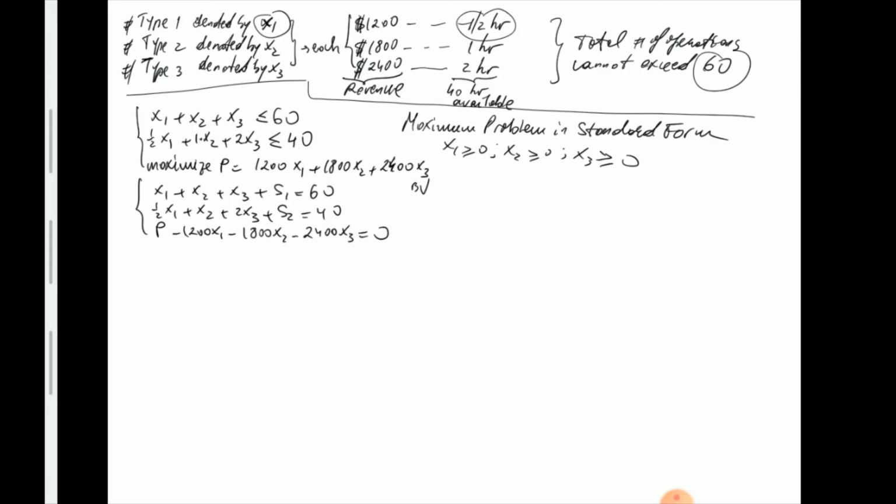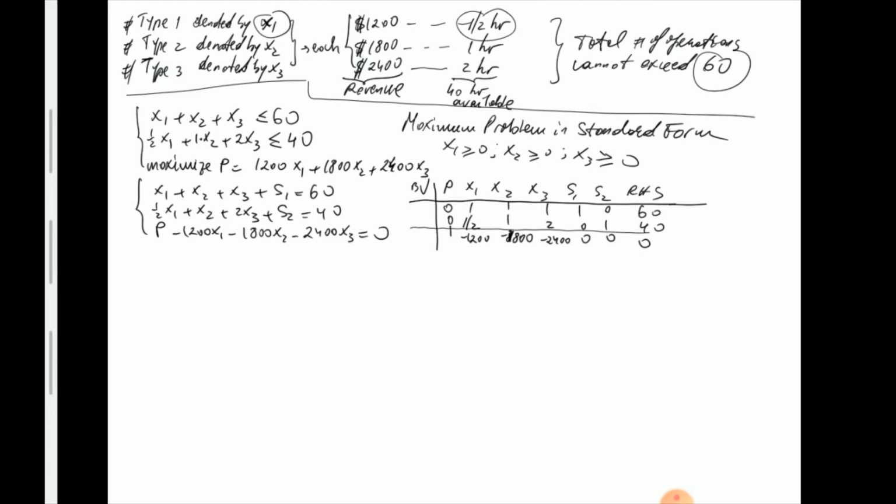So we have the basic variables P, x1, x2, x3, s1, s2, and the right-hand side. So let's see how this initial simplex tableau looks. We have 0, 0, 1, 1, 1/2, minus 1200; 1, 1, minus 1800; 1, 2, minus 2400; 1, 0, 0, 0, 1, 0, 60, 40, and 0. Once again, we may not need the basic variables until the end, but just to remind people that these are the variables corresponding to the columns of the identity matrix.